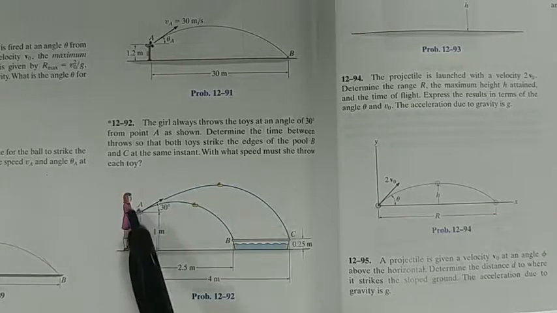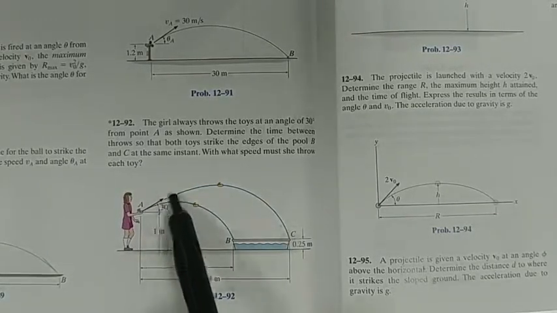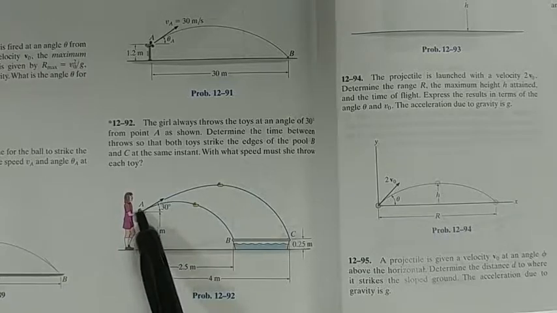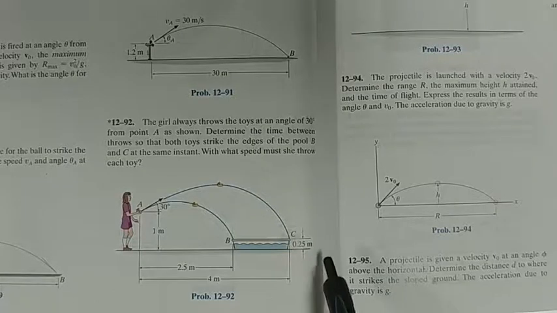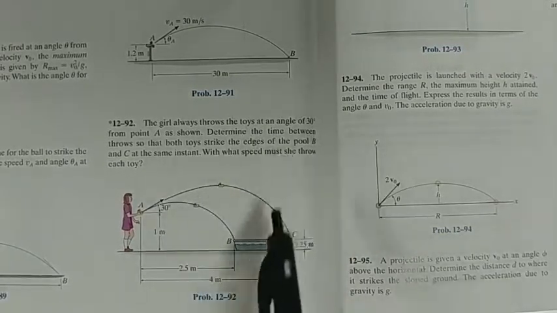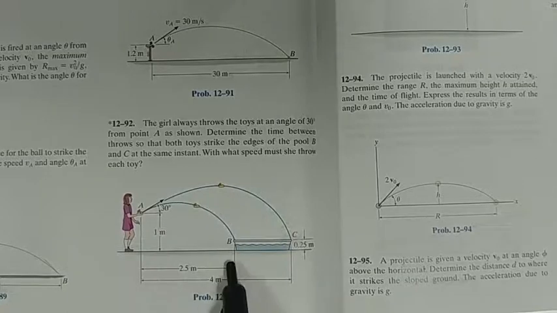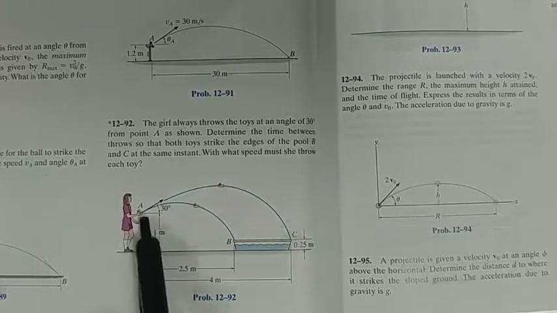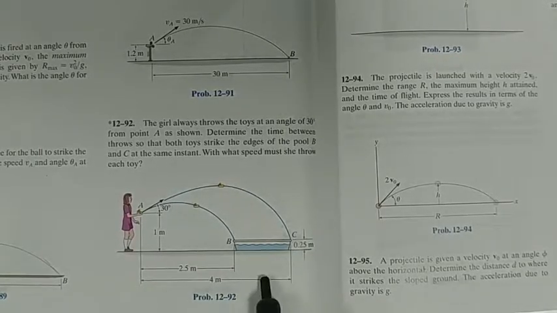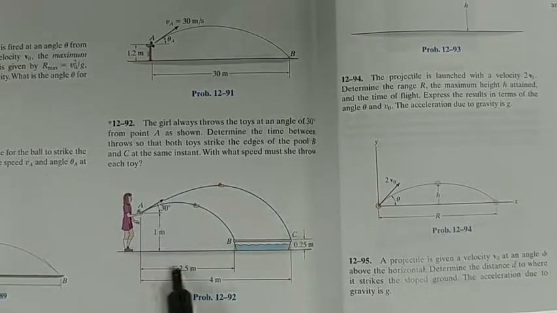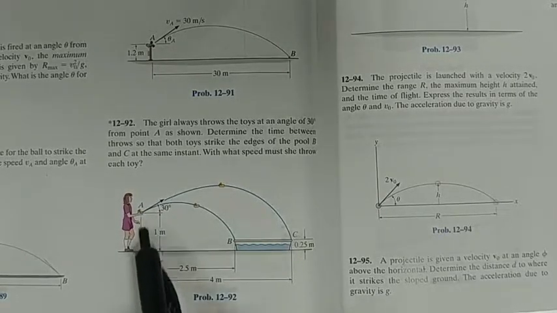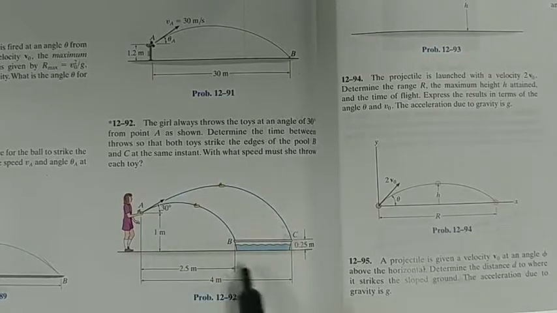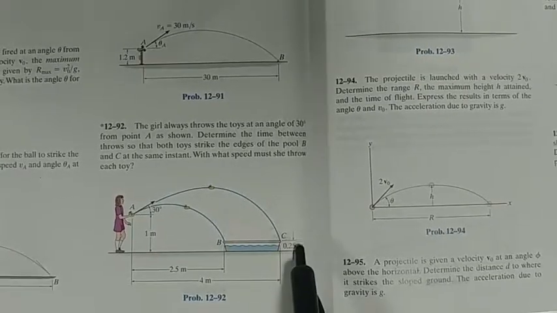So she throws this, and then as it's traveling, she waits a while and then she throws the second one, and they both travel and they hit points B and C at the same time. Okay, so hopefully you got that from the question. Point B is 2.5 meters in the horizontal direction from where she threw it, and point C is 4 meters. These are our horizontal positions, and the vertical initial position is 1 meter. And the vertical final positions are 0.25.